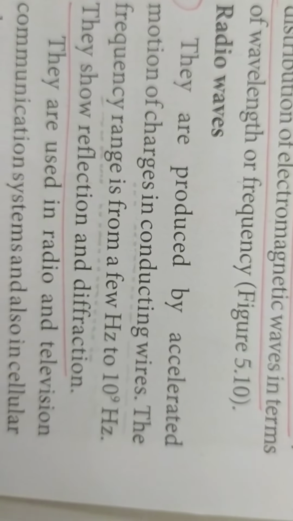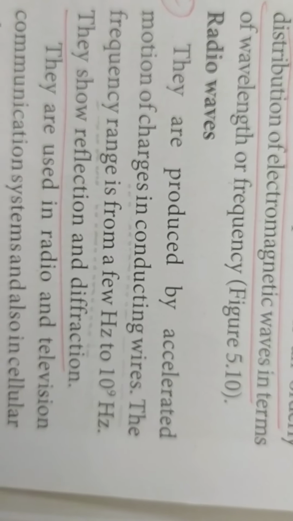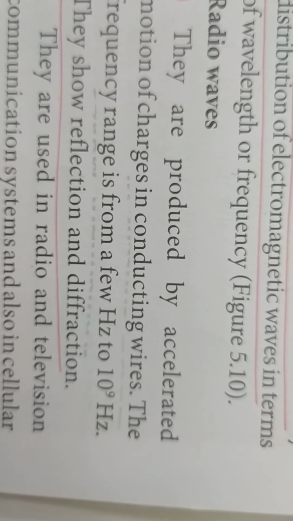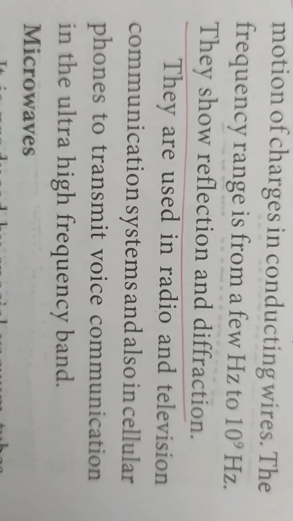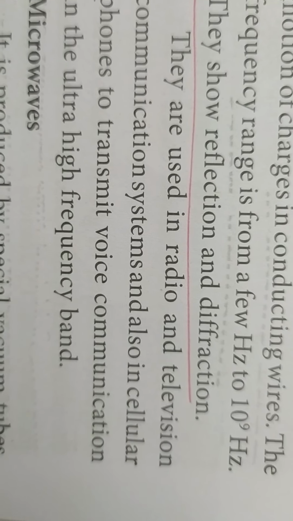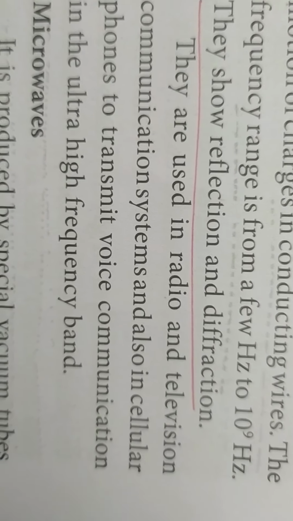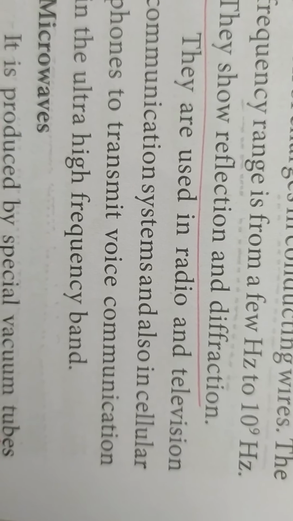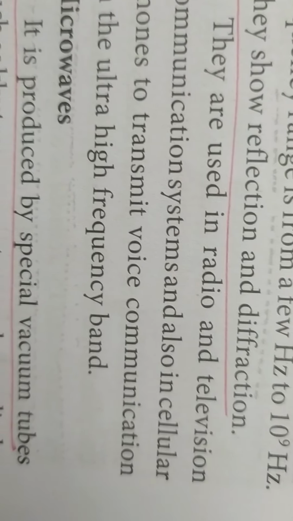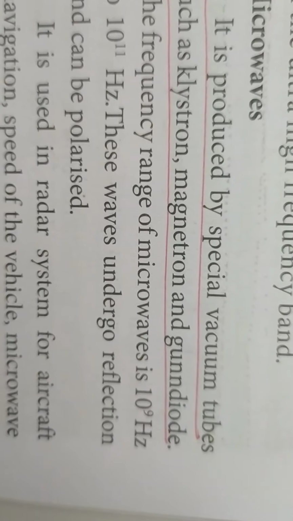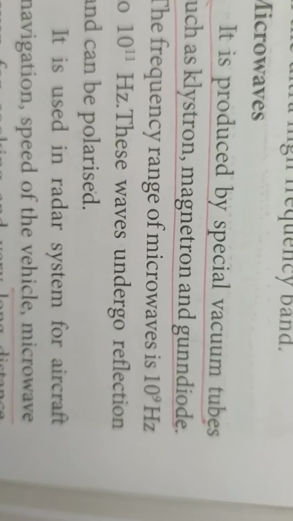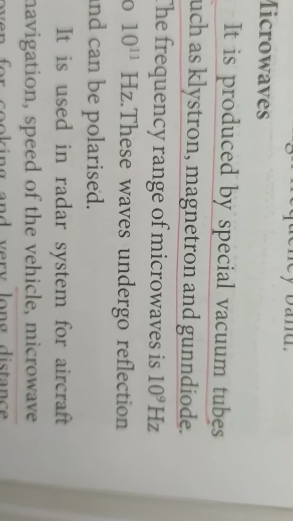When you first see the radio waves, these radio waves are produced by accelerated motion of charges in conducting wires, and the frequency range is a few hertz to 10 power 9 hertz, and they show the phenomena of reflection and diffraction. They are used in all communication systems like radio, television and cellular phones, for voice communication, even for these classes we are using radio waves, and they are used in the ultra high frequency band. Then microwaves are produced by vacuum tubes, and these vacuum tubes you can study in higher classes: klystron, magnetron and gun diode.